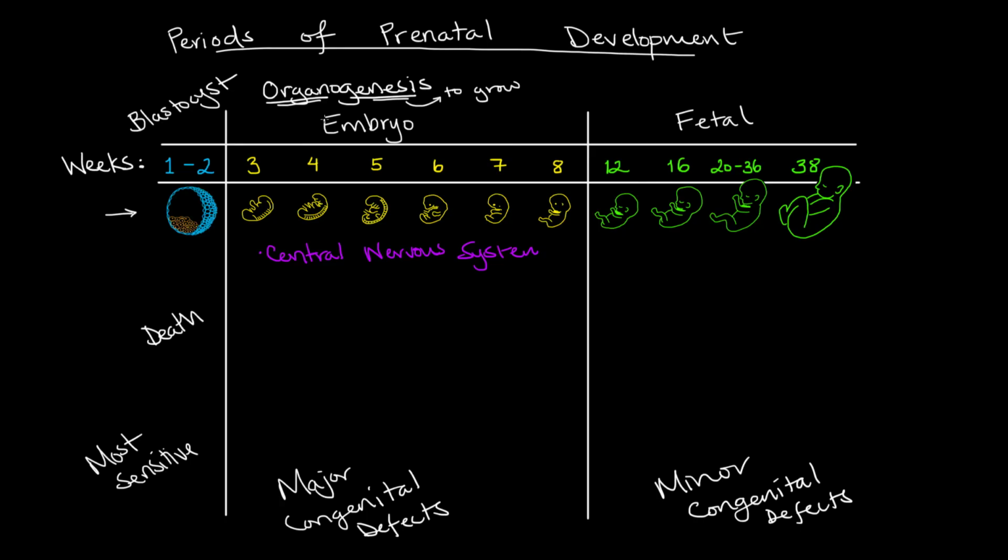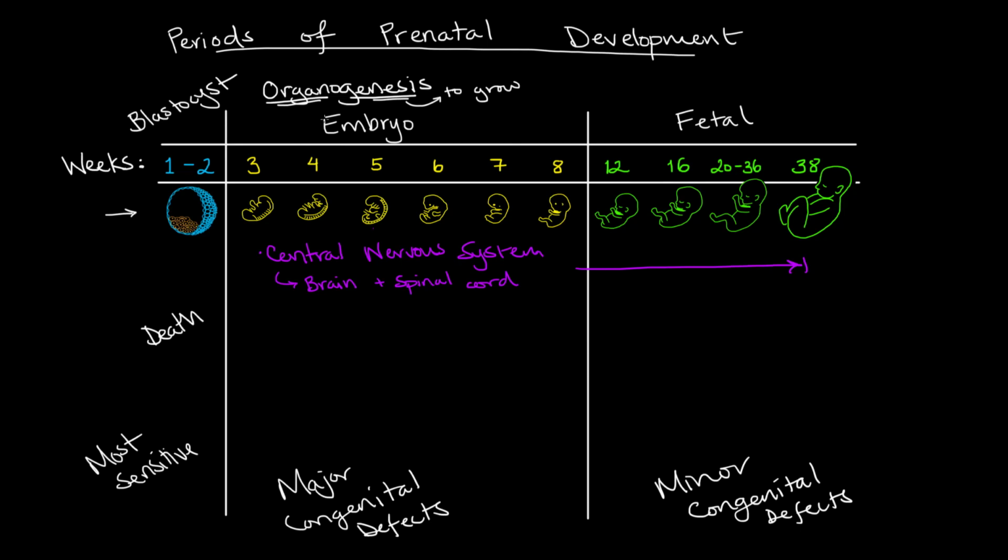And we may have talked about the central nervous system before, but the central nervous system is just made up of the brain and the spinal cord. And so the brain and spinal cord start developing very early on, and it actually continues to develop into the fetal period, but it's most sensitive during this first period.